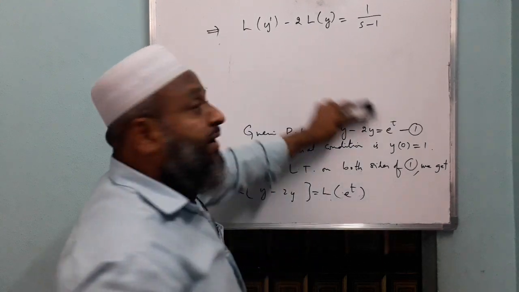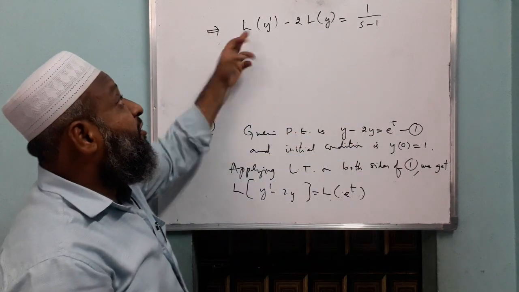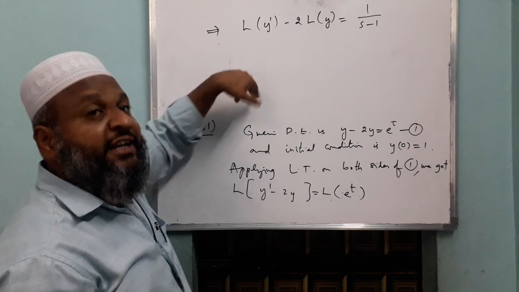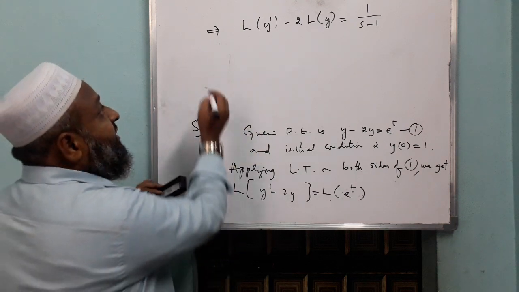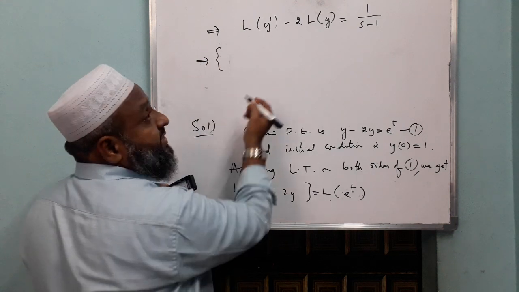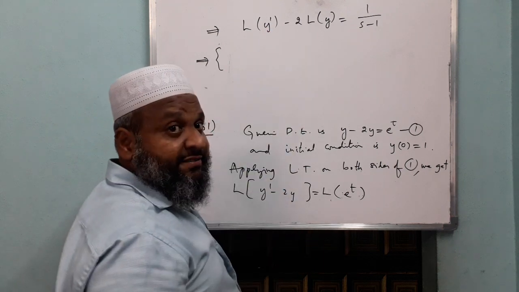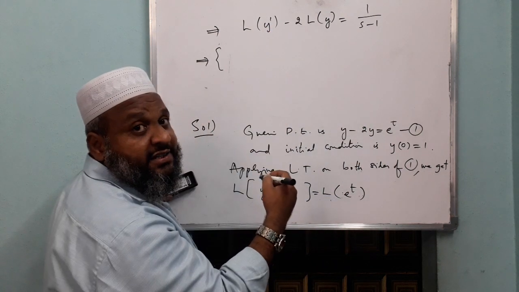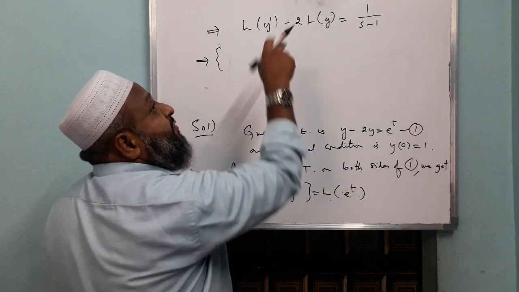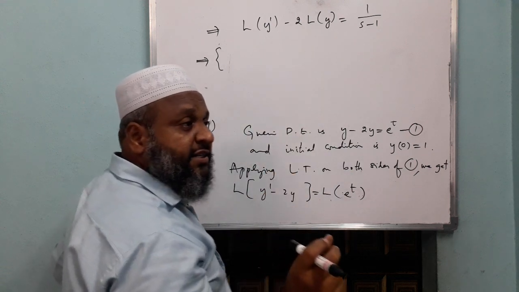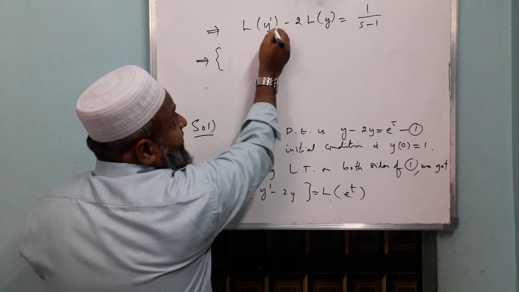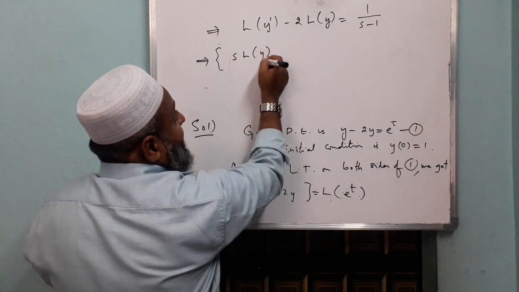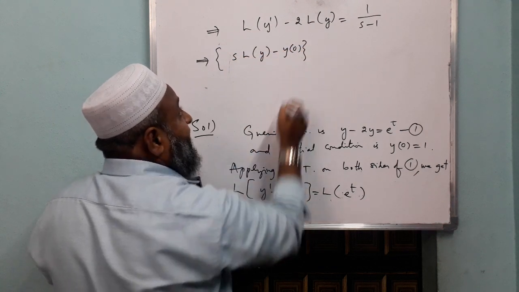Now here comes the main idea, that is how L of y dash is in terms of L of y. That is there in a separate video, Laplace transform of derivatives. In the previous part, I said separately how to find the Laplace transform of derivatives. So L of y dash is s into L of y minus y of 0.